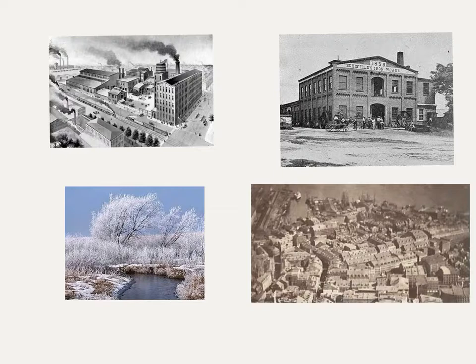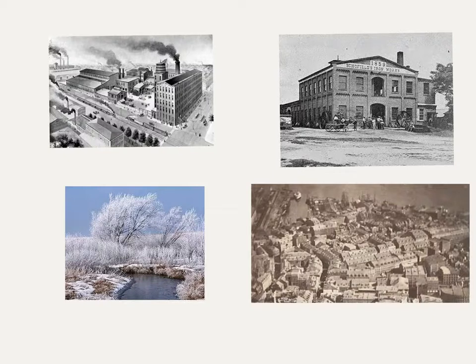Also, the North was more industrialized, which means it had more factories, and it did not have as many farms. The reason it did not have as many farms is because it has a colder climate, which makes for a shorter growing season. Also, the soil in the North is rockier than it is in the South.